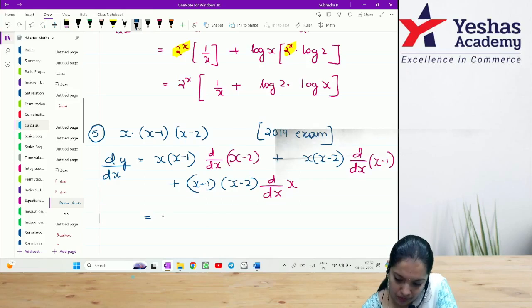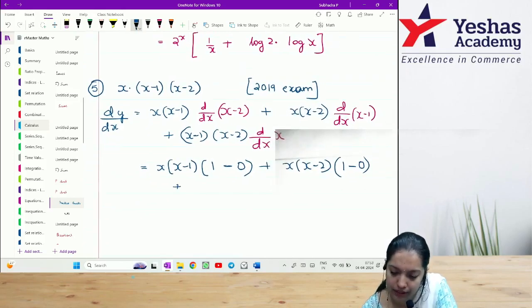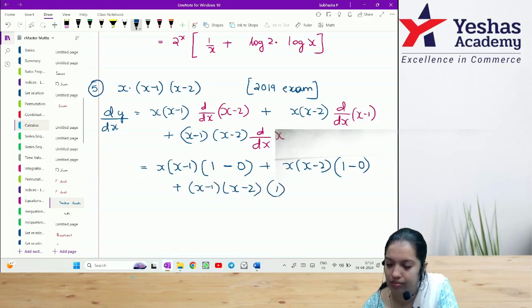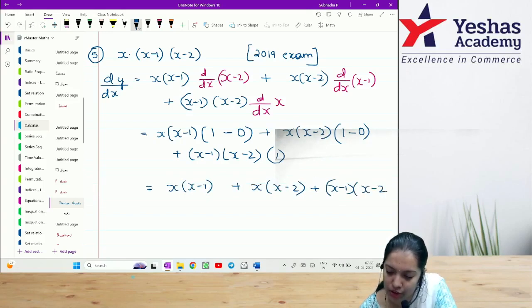Next step. x of x minus 1 into, what is derivative of x? 1. What is derivative of 2? 0. Plus x of x minus 2 into, what is derivative of x? 1. What is derivative of 1? 0. Plus x minus 1 into x minus 2, what is derivative of x? 1. This can be written as x of x minus 1 plus x of x minus 2 plus x minus 1 into x minus 2. Into 1, into 1, into 1 I have removed.